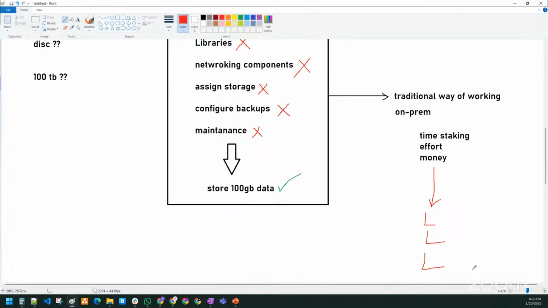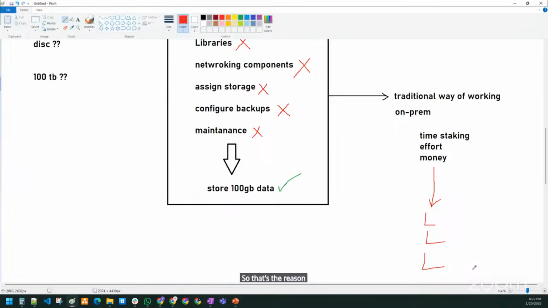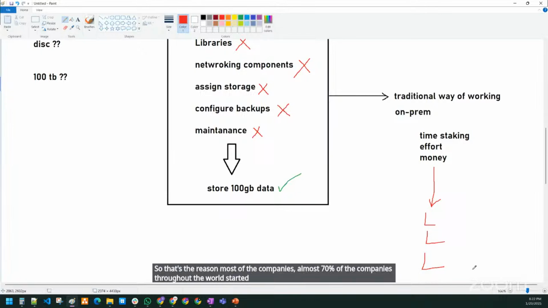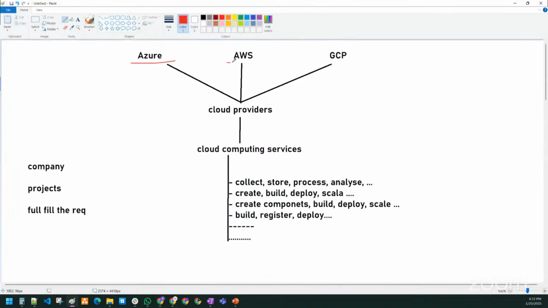The same activity that they were doing before, they are doing now also, but with less time, less effort, less money spent. So that's the reason almost 70% of the companies throughout the world started moving to the cloud, and the leading cloud providers are AWS, Azure, and GCP. So what are they? Sir, these are the leading cloud providers.